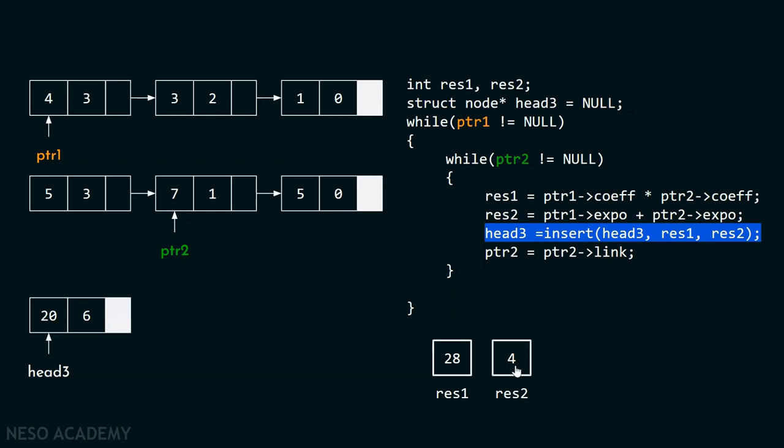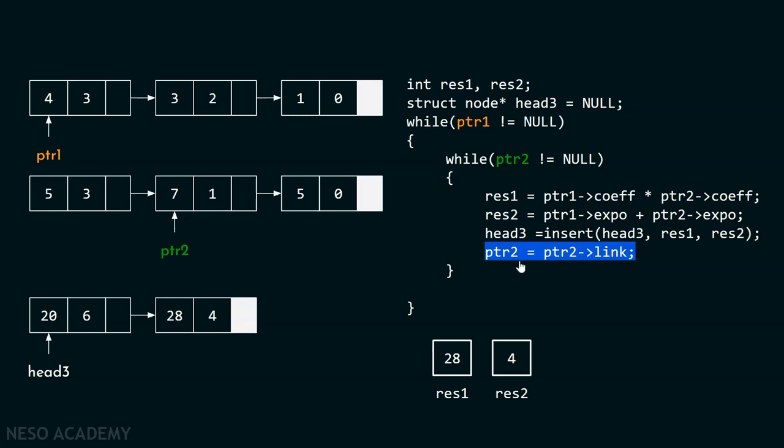So here the new node will be created, and obviously you can see that the exponent part is 4 and here it is 6. That is why the new node must be inserted after this node, right? And we don't have to worry about this. The insert function will take care of all these things, right? After this, ptr2 must be updated so that it can point to the last node of this list.